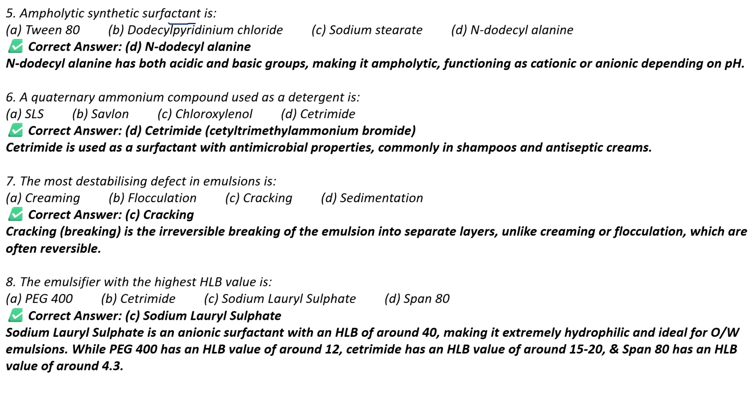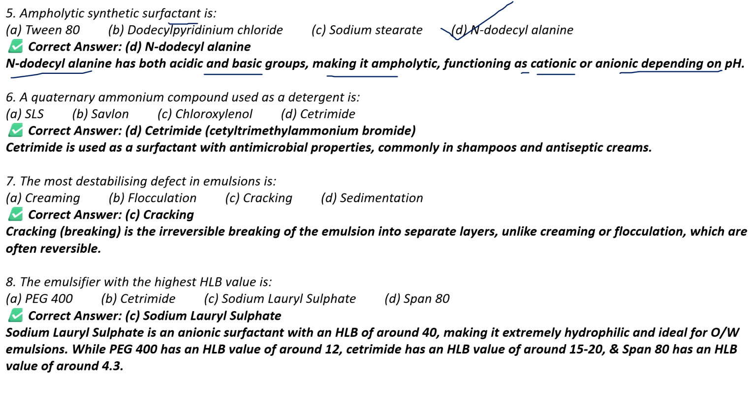Ampholytic synthetic surfactant is, so out of these given four options we have to tell which of these is an ampholytic synthetic surfactant. Options are 280, dodecyl pyridinium chloride, sodium stearate, N-dodecyl alanine. So N-dodecyl alanine has both acidic and basic groups, which makes it ampholytic, and it is going to function as cationic or anionic depending upon the pH. So we can say option D, N-dodecyl alanine, is an ampholytic synthetic surfactant. Moving on to the next question.